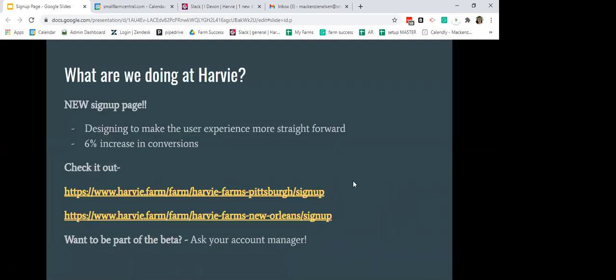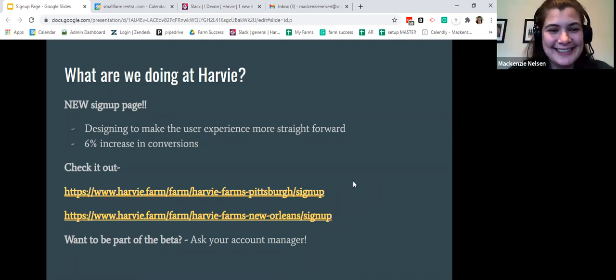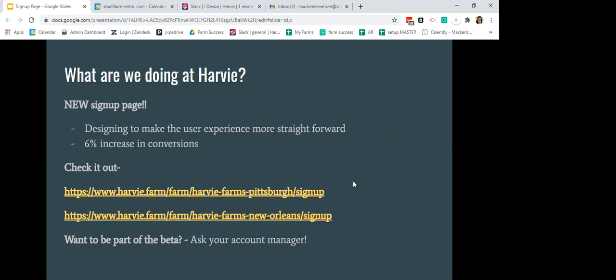Mackenzie, one small note on that is actually, we're seeing in some cases a 6% conversion rate, but the jump is actually a 50% increase in conversions for that new page. Oh, wow, that's really big. I should have asked about that. No, not a problem. 50% is pretty huge.